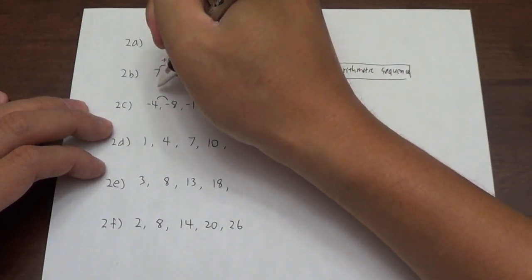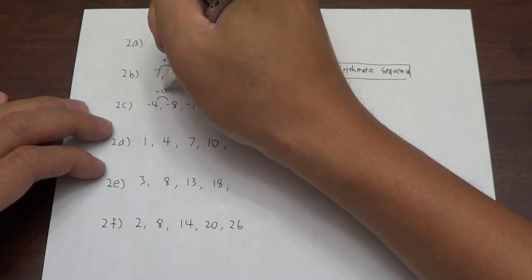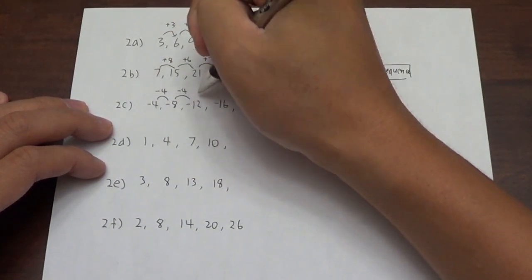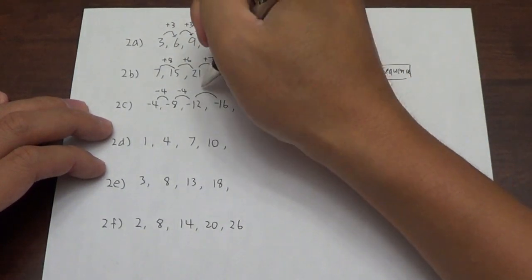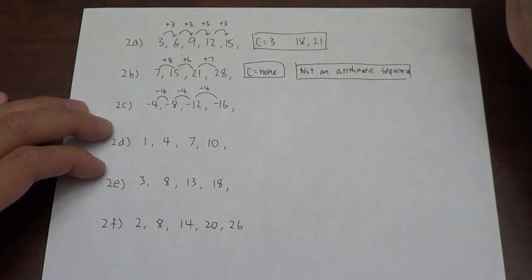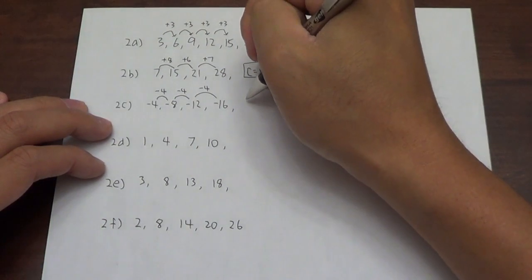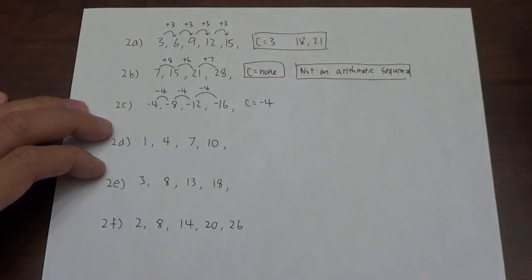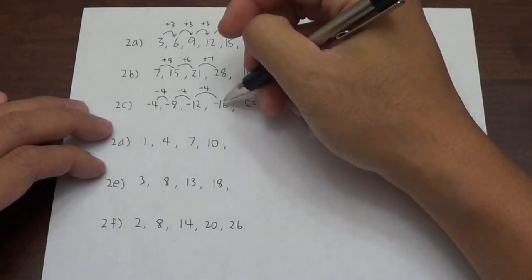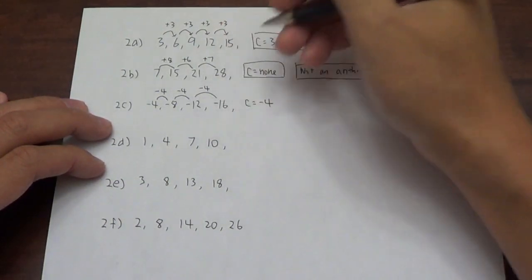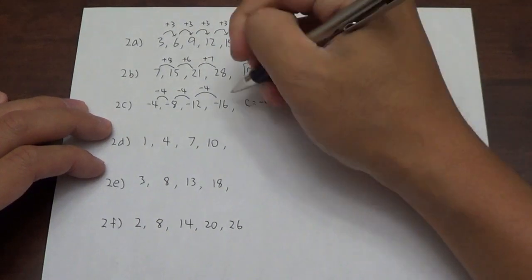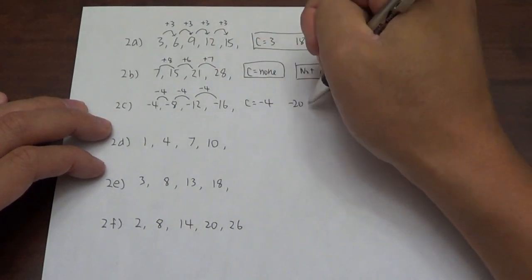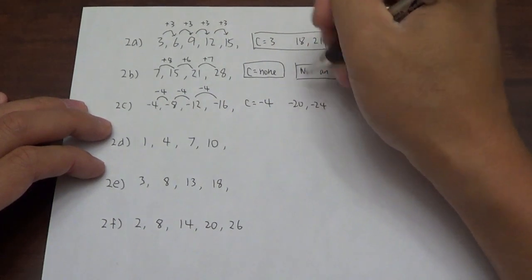-4 to -8, you are subtracting 4. -8 to -12, you're subtracting 4. And -12 to -16, subtract 4 again. Alright, so our constant rate of change is -4. And therefore our next term, we can predict it being -20, because -16 minus 4 is -20, and then -20 minus 4 gives us -24.